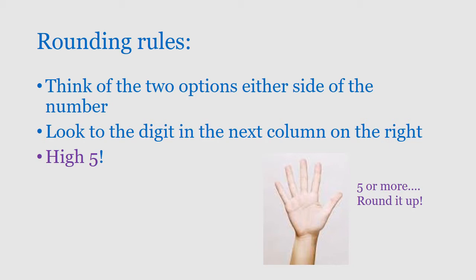When we are rounding to any number, you need to think of the two options that should be either side of the number you're focusing on. Once you've got those two numbers, you then need to look at your main number and the digit in the column on the right. You're then going to use your high five rounding rule. So if your digit is more than 5, it's going to round up. If it's less than 5, it will be rounding down.